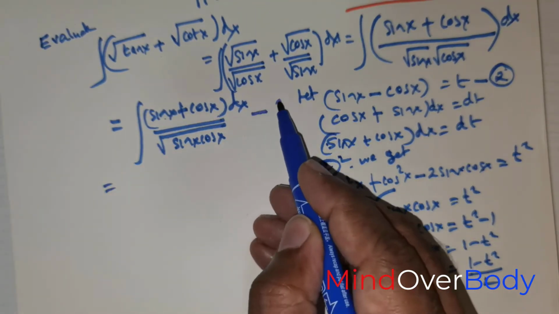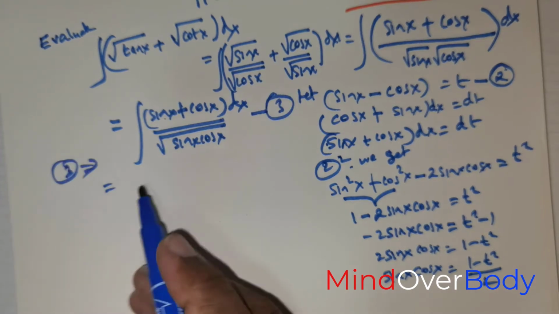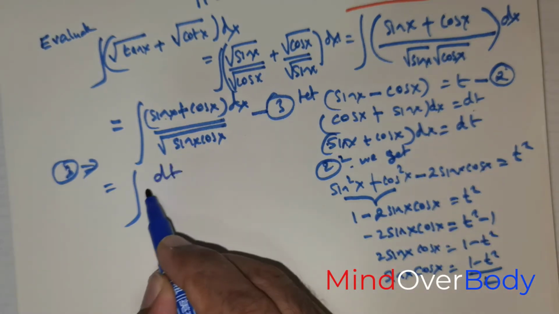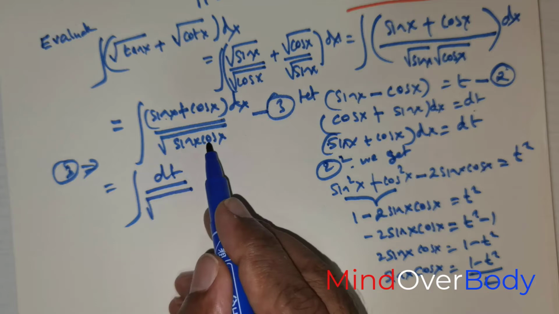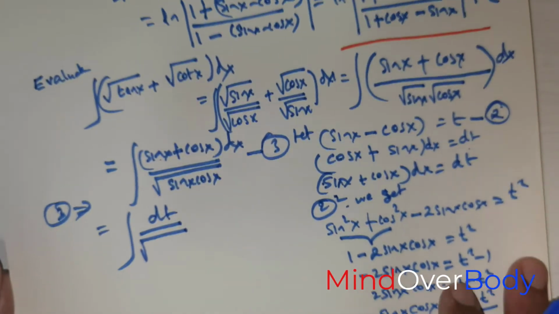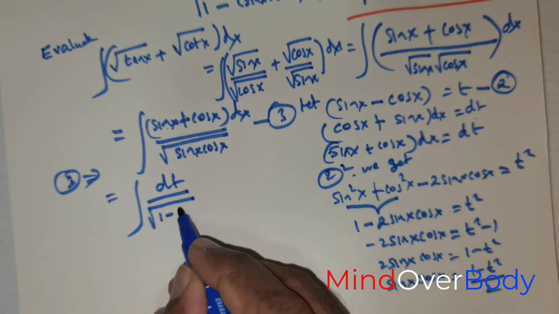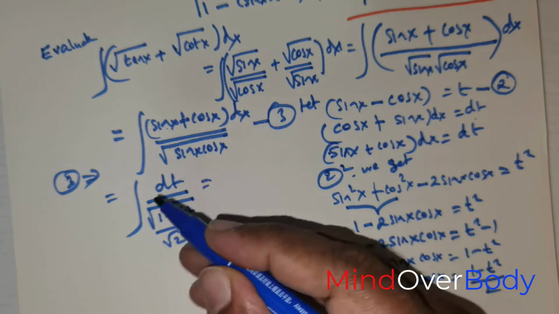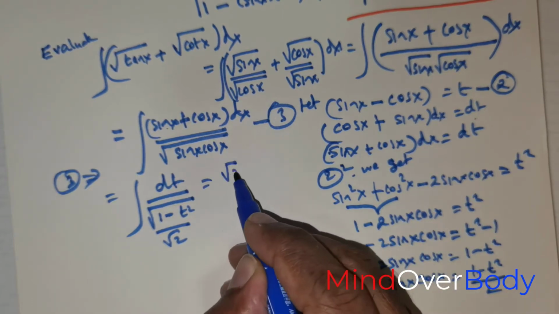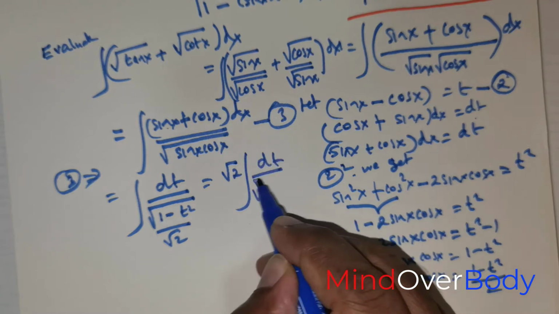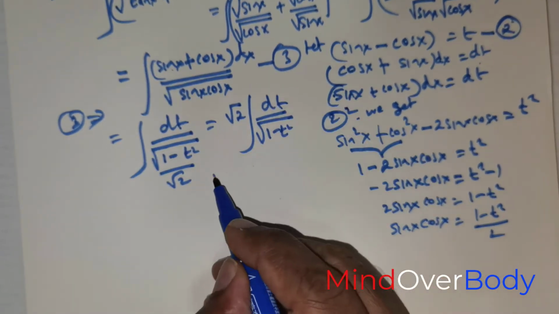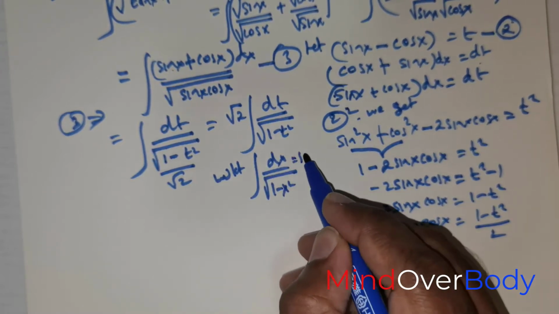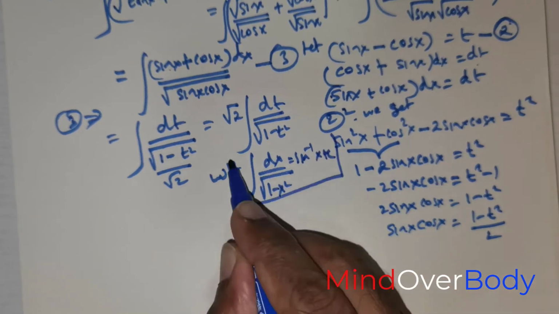So this can now be rewritten as the integral of sin x plus cos x dx, which is dt. In place of sin x cos x, I need to substitute 1 minus t squared over 2. That's going to give a root of 2 in the denominator, so I can push the root of 2 to the numerator. So this is going to be root of 2 times the integral of dt divided by root of 1 minus t squared. Now we know that the integral of dx over root of 1 minus x squared is equal to sine inverse of x plus c. We know this formula.